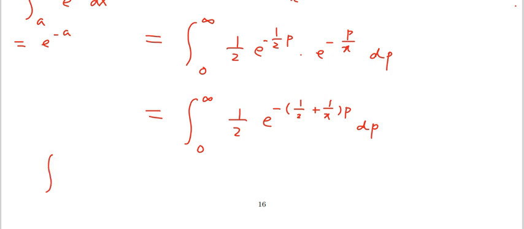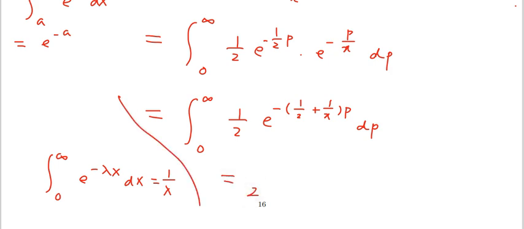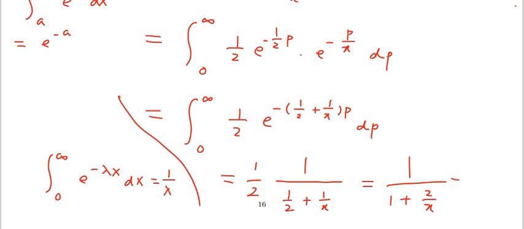Okay, so for this integration from 0 to infinity of e to the negative lambda x dx, this is just equal to 1 over lambda. Okay, so here is equal to half, and this integrates out to just 1 over this coefficient. Okay, so simplify a little bit. So half, here maybe we just multiply 2x. That equals 1 plus 2 over x, so x over x plus 2. Okay, so this is the cumulative function.